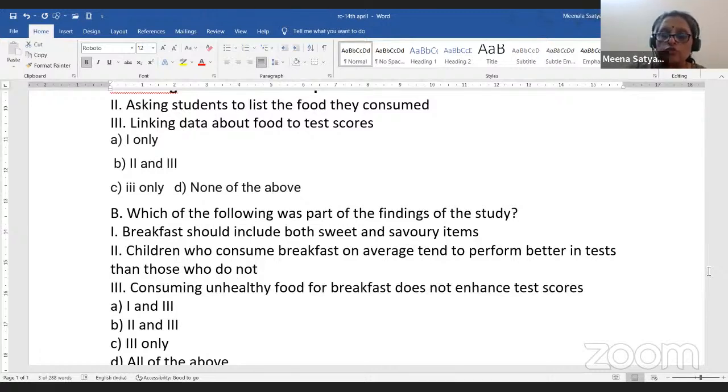So in this, which of the following was part of the findings of the study? Second one is true. Yes. And third one is true. So that was part of the findings of the study. So your answer will be B, because second is also true and third is also true. They never said it must include. They never told you it should have. So I repeat for those who are listening for the first time: read the question of the comprehension passages quite carefully, because that gives you the real clue.